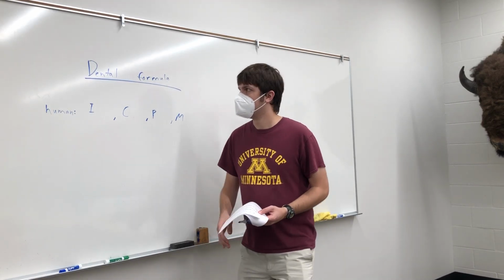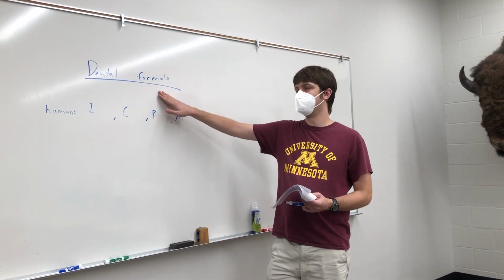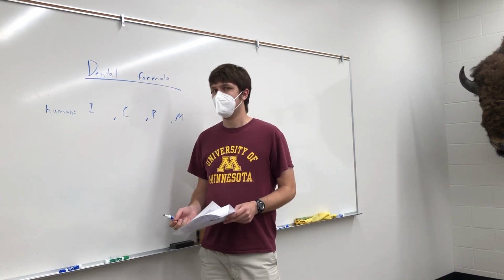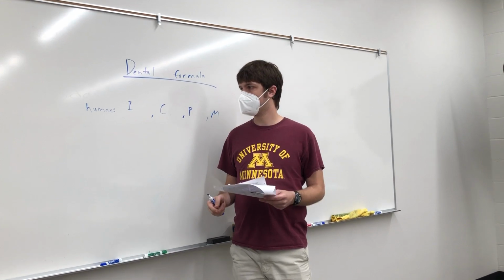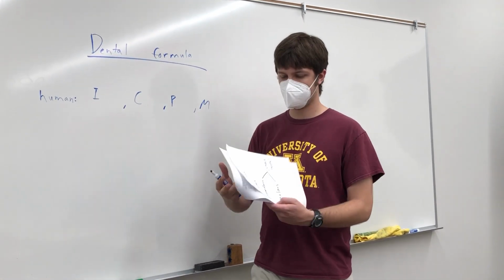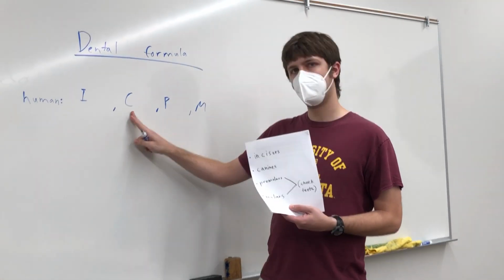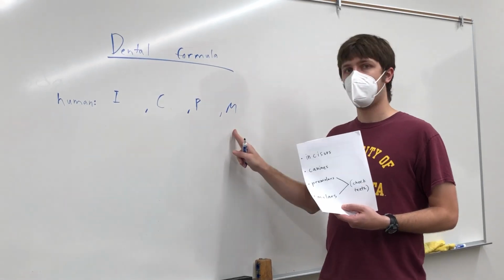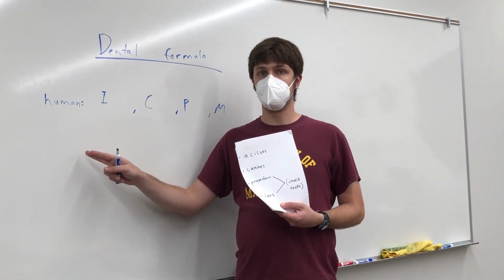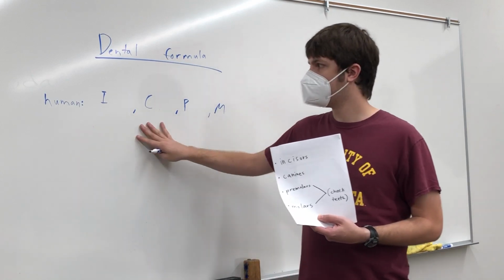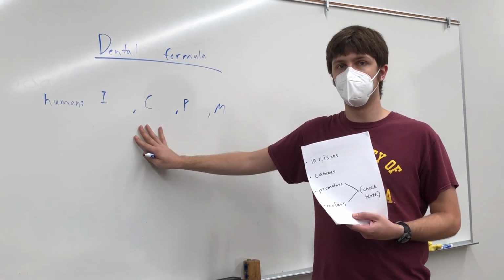In this video, we're going to talk about dental formulas. When we're talking about the number of teeth that mammals have, we talk about the number of incisors, canines, premolars, and molars. The number changes a lot depending on what species you're looking at. So this dental formula is super useful in identification.